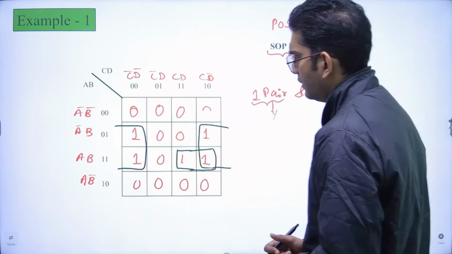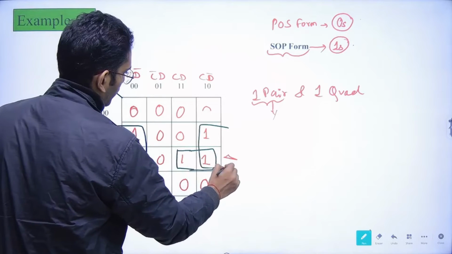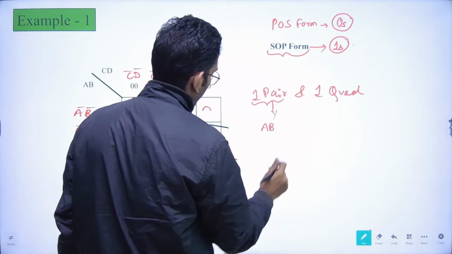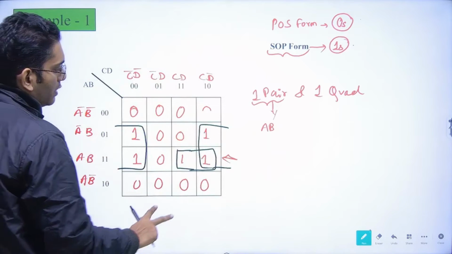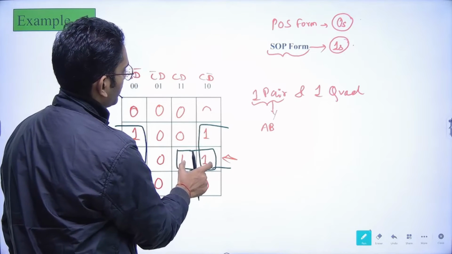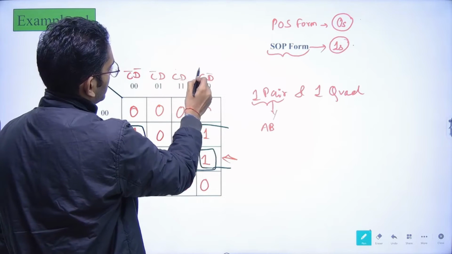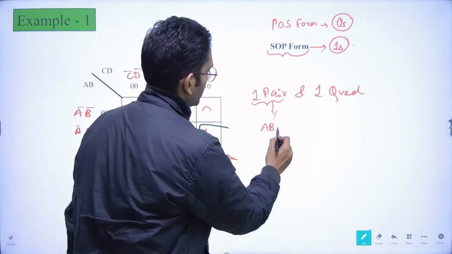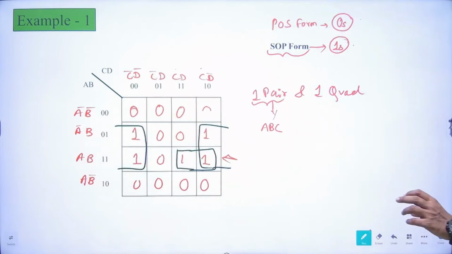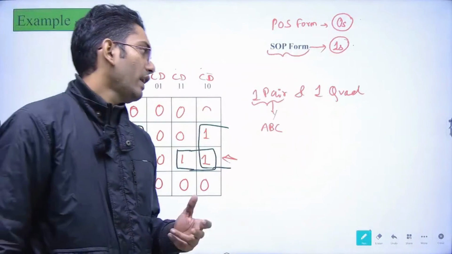For this pair, how will we write it? This pair is coming in this row, so AB is common. Now this pair is formed by taking these two cells of these two columns. In these two columns, only D is common, and C is changing. So whatever variables are the same, we write, and if some variable is changing, then we don't write it.